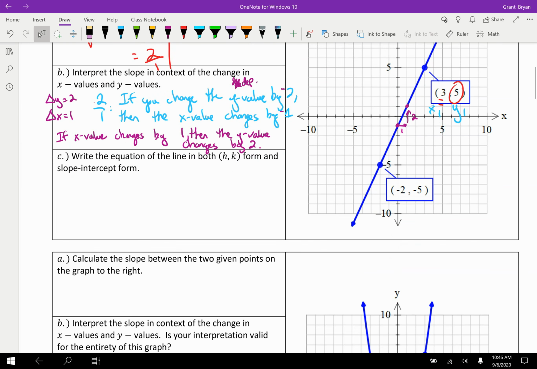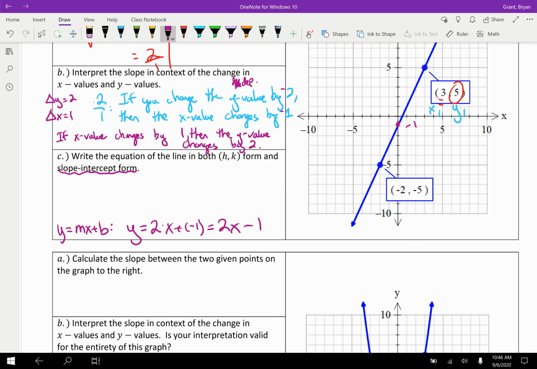Okay, last but not least, write the equation of the line in both HK form and slope-intercept form. Well, let's start with the one that you think is probably easier, which is slope-intercept. And for this problem, you're not wrong. Our slope-intercept form, that's our y equals mx plus b. Well, our y is the dependent variable, it's isolated. Our slope we saw is 2 over 1. I'm just going to write it as 2x. And then what is our b? Well, b is the y-intercept. And since we have this graph, the y-intercept's really easy to see. It looks like -1. So 2x plus -1, or just 2x minus 1.